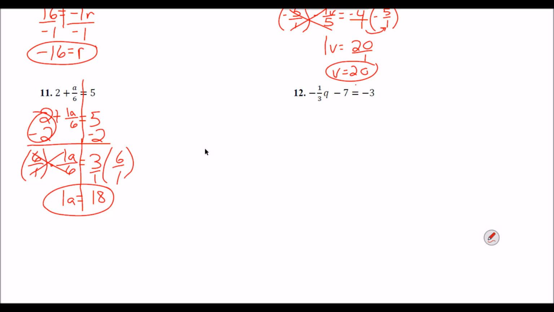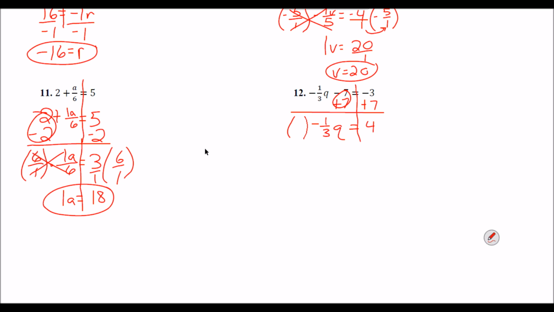Number 12. All right, we have negative 1/3 q subtract 7 equals negative 3. So we want to get rid of the subtract 7. We want to make it plus 7 so that it becomes 0. Negative 1/3 of q drops down. Negative 3 plus 7 is 4.